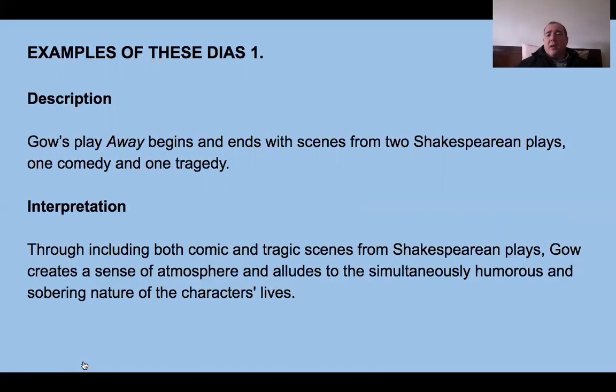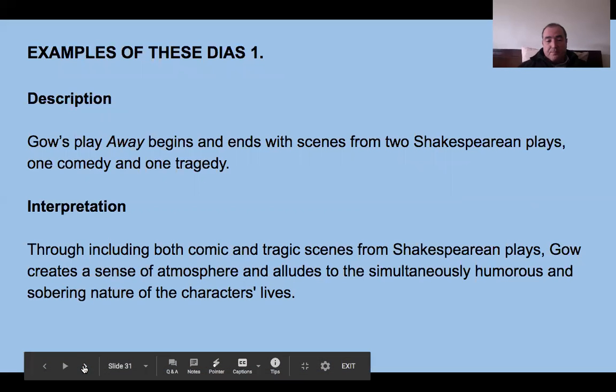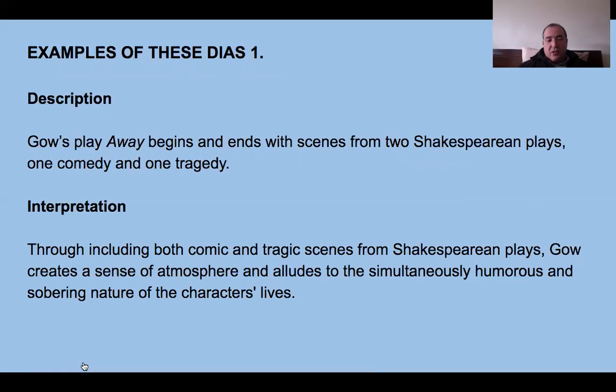Gower's play Away begins and ends with scenes from two Shakespearean plays, one comedy and one tragedy. So it's just basically telling us what it is. It's just a recount. Interpretation: through including both comic and tragic scenes from Shakespearean plays, Gower creates a sense of atmosphere and alludes to the simultaneously humorous and sobering nature of the characters' lives. We're going to more interpretation and explanation.